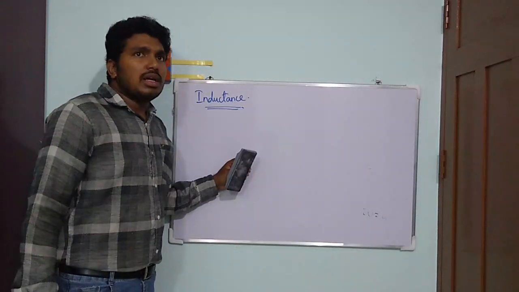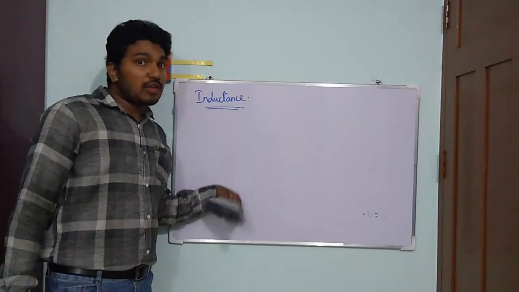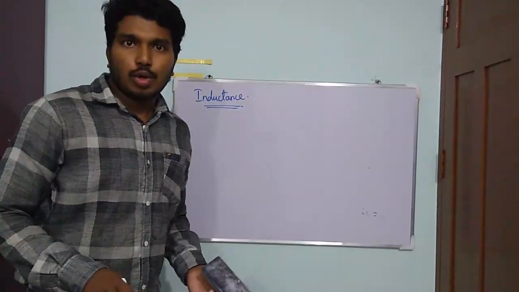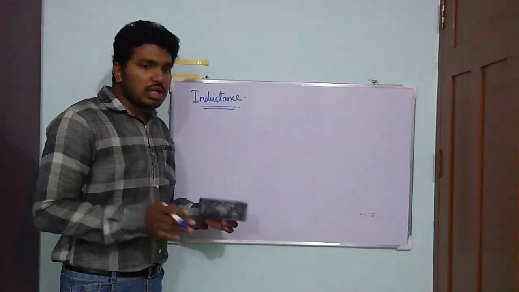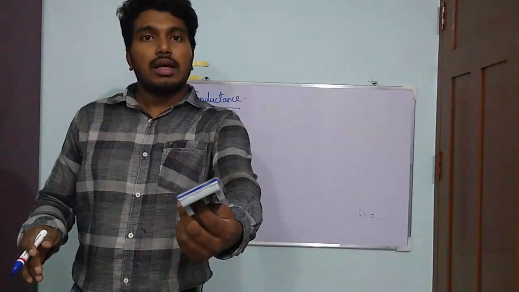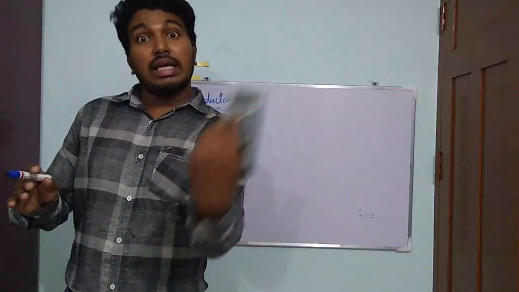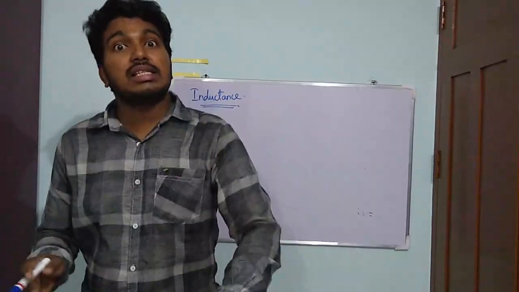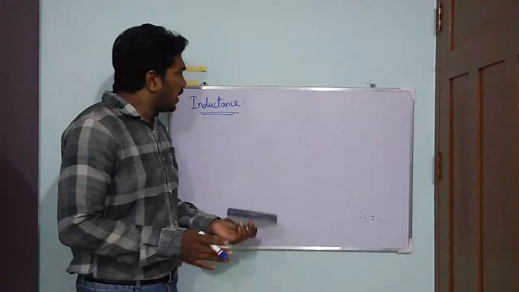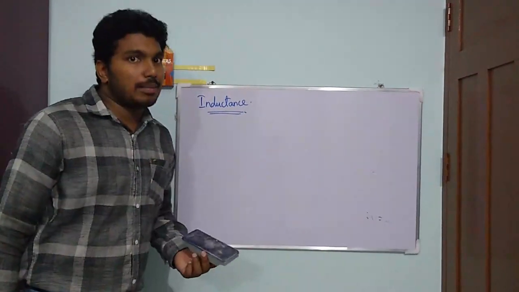Since I said it is similar to inertia, it means it is something which opposes a change. An inductor tries to decrease the current if it sees an increase in the current. It tries to increase the current if it sees a decrease in the current. So vice versa, it works both ways. It is actually playing the role of inertia in mechanics.